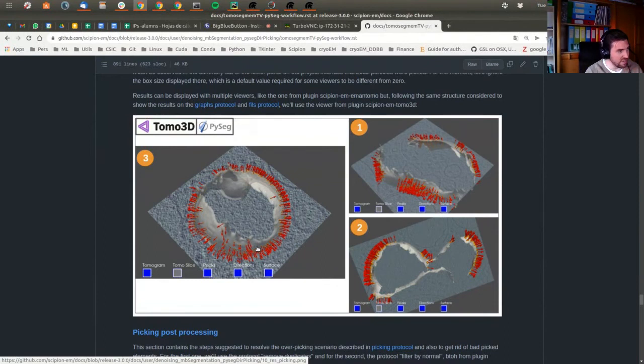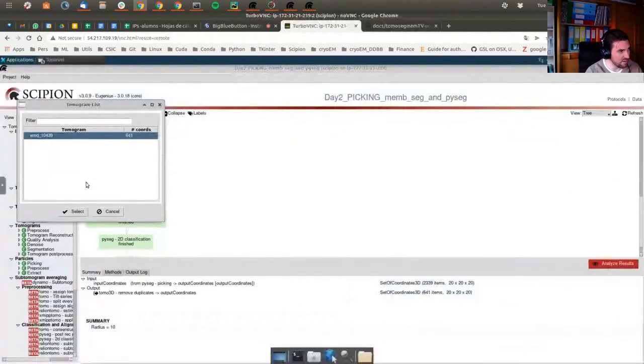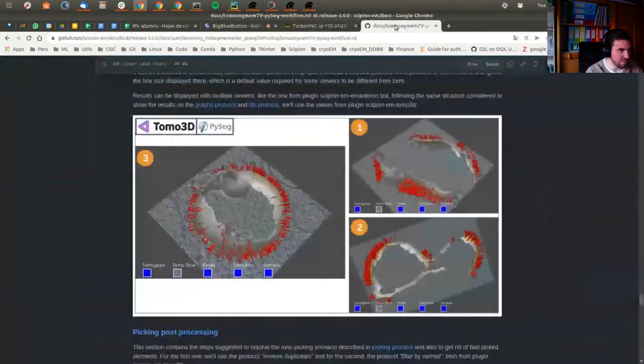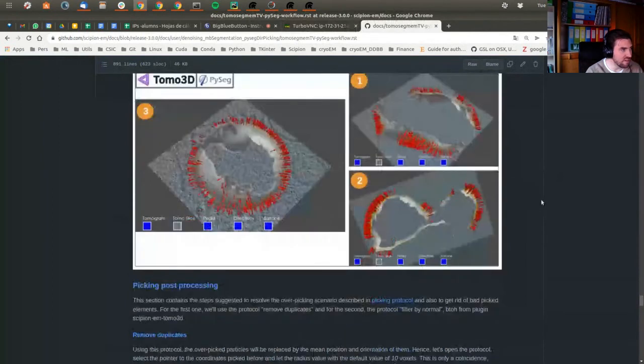Why is it not rendering? I don't know. The machine is not going well. Okay, so meanwhile, I'll continue.